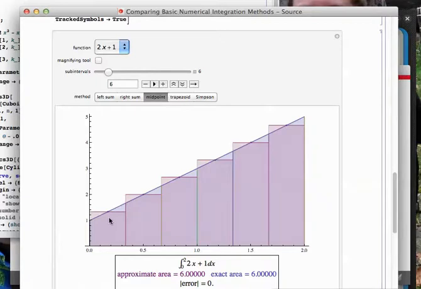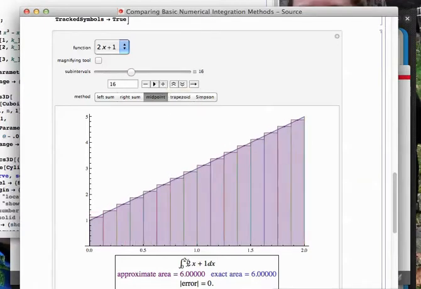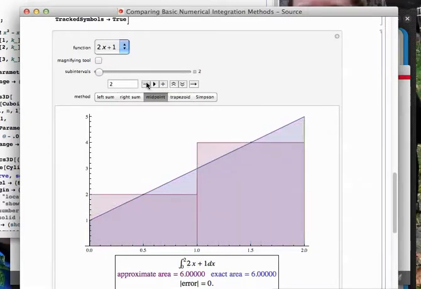Let's try the midpoint. Ooh, now that's interesting. If I use the midpoint approach, the left side of the rectangle is a little too big. The right side of the rectangle is a little too small. But these exactly cancel each other out. So my approximate area is 6. My exact area is 6. Would that work for any function? No matter how many I make. If it's right with only 4 rectangles, it's going to be right for all the rest of them too.